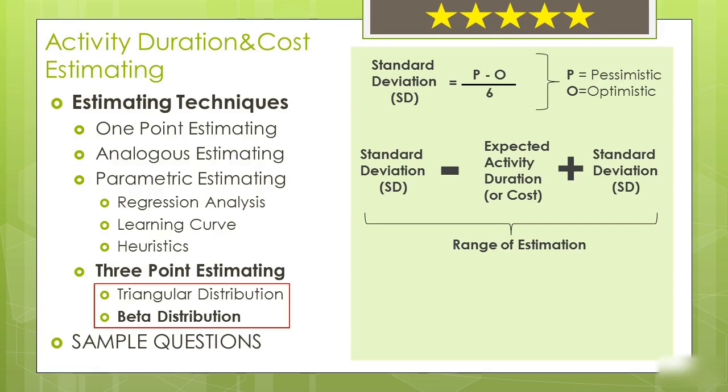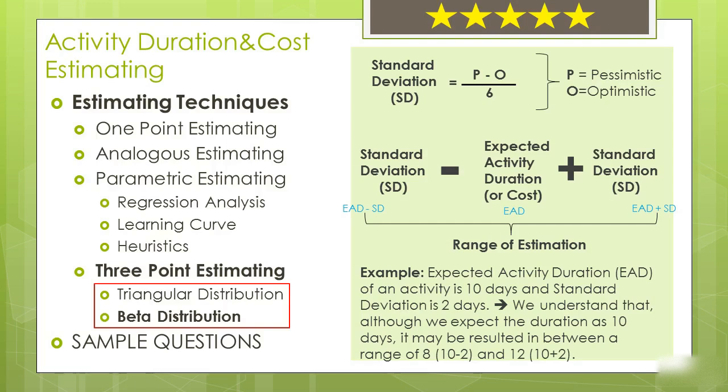In the first formula in this section, we saw the formula for expected activity duration or cost. Standard deviation is the range of possible activity durations or costs may occur. Therefore, range of estimation is in between expected activity duration or cost minus standard deviation and expected activity duration or cost plus standard deviation.